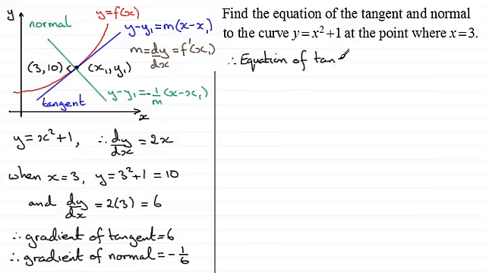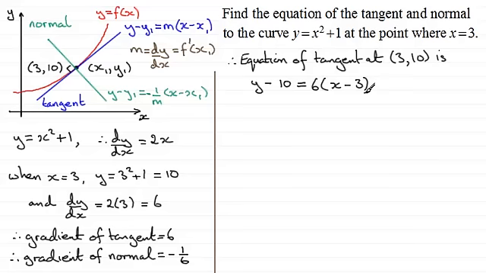So we'll just say the equation of the tangent, and I'll also put at the particular point, which is (3, 10), and we'll just say what it is. And using this format here, it's going to be y minus y1, which is 10, equals m, the gradient. The gradient of the tangent is 6, multiplied by x minus x1, which is 3. And you could leave it like that.